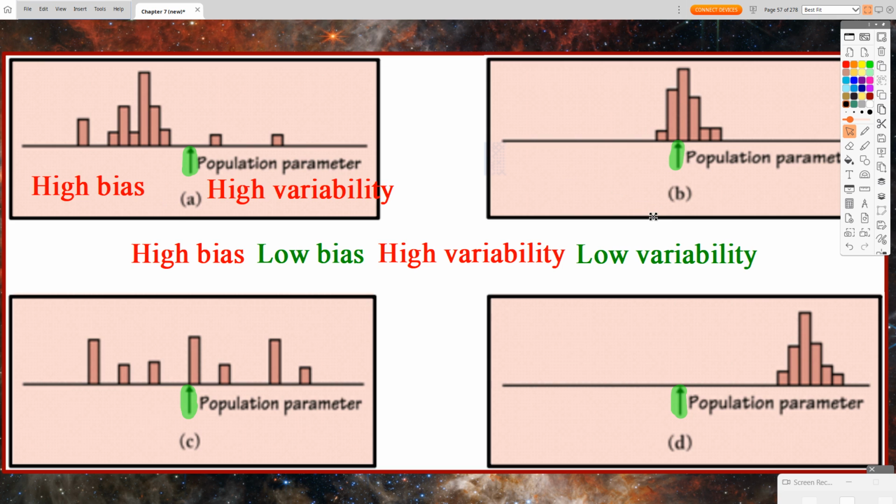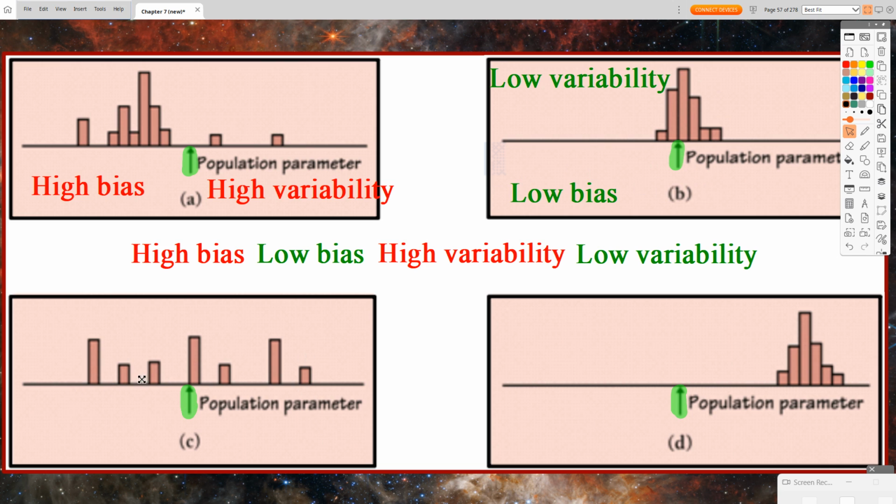Now B, on the other hand, if you notice here, our sampling distribution is fairly centered on this arrow. So I would say this one has low bias. And in terms of variability or spread, there's not much spread here. This is low variability. So this matches up with what we saw with an unbiased estimator. We want the center of our sampling distribution to be approximately the same as our population parameter value. So this is the ideal situation.